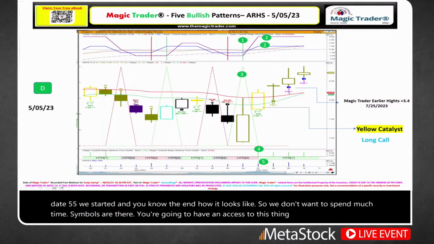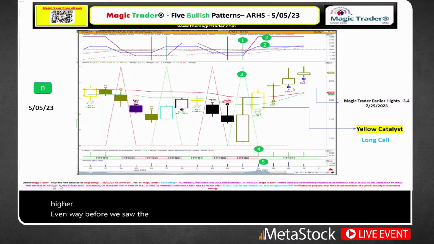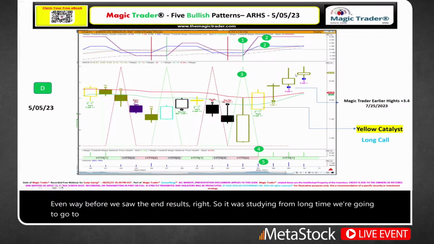And it was forecasting to go higher even way before we saw the end results, right? So it was telling us for a long time we're going to go to the moon. The risk was high, so it pulls back at one point.